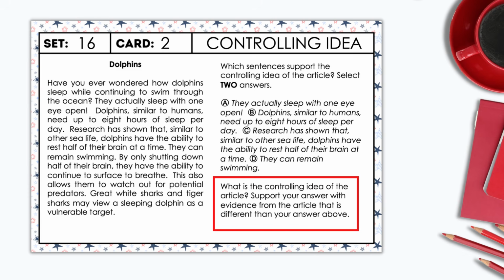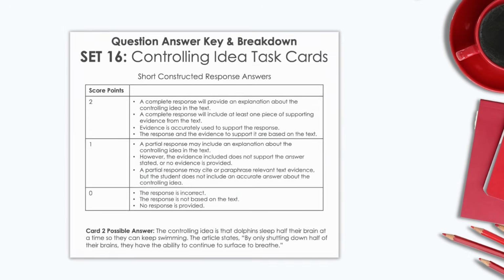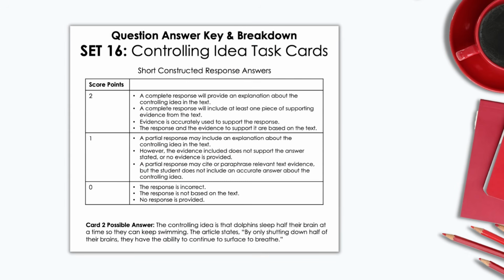So here is a possible question that would go with this passage. What is the controlling idea of the article? Support your answer with evidence from the article that is different than your answer choice above. And so in this case, the previous one is also looking for text evidence. So included in this set, I give you a sample of what the rubric might look like and what a possible response might appear.